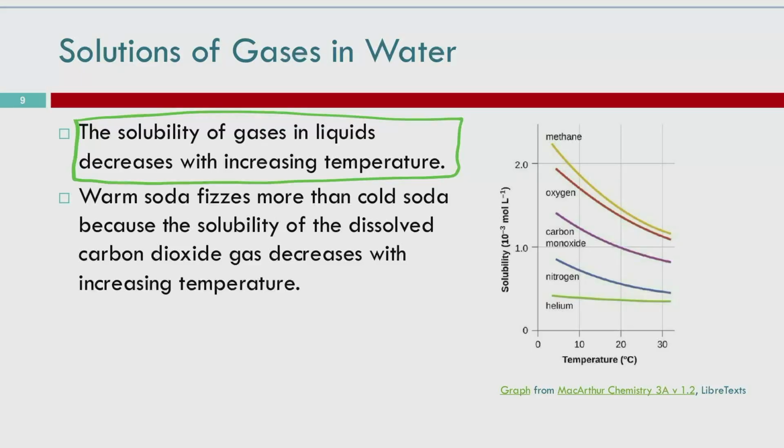An example of this is warm soda is going to fizz more than cold soda. And that's because the solubility of the dissolved CO2 decreases with increasing temperature. They have the same amount of CO2 dissolved in them. If it's hotter, more of that is going to be able to come out. It's more supersaturated because it's hotter.